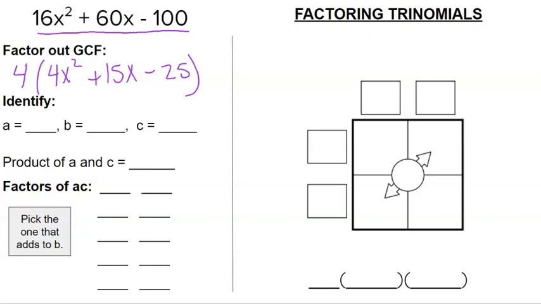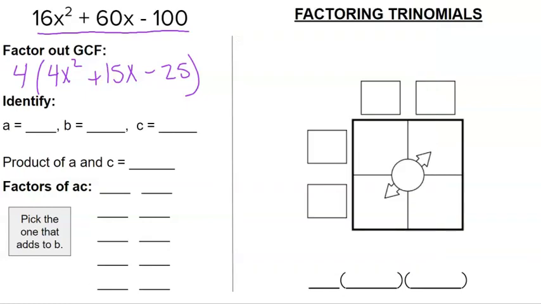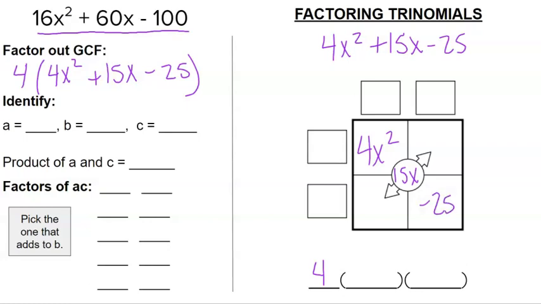And reminder, you can also use the division operations. You could do 100 divided by 4 to get that 25 value. Whichever way makes more sense in your brain. So now we know what we factored out is a 4. And we have our trinomial that we are going to factor, 4x squared plus 15x minus 25. And we can put that in our factor box. So we have our values are 4, 15, and -25.